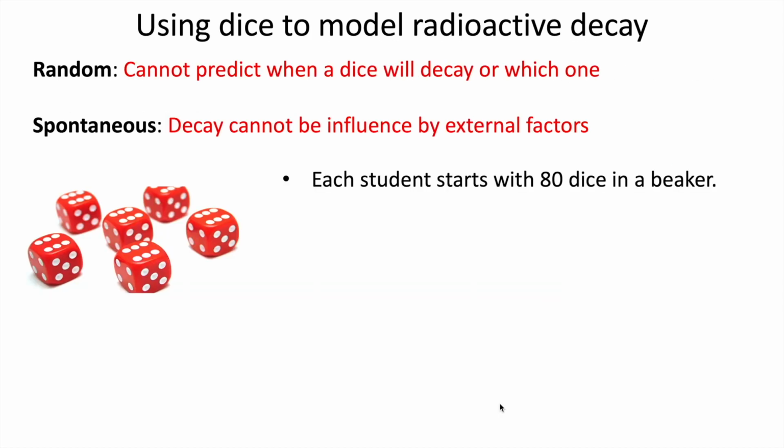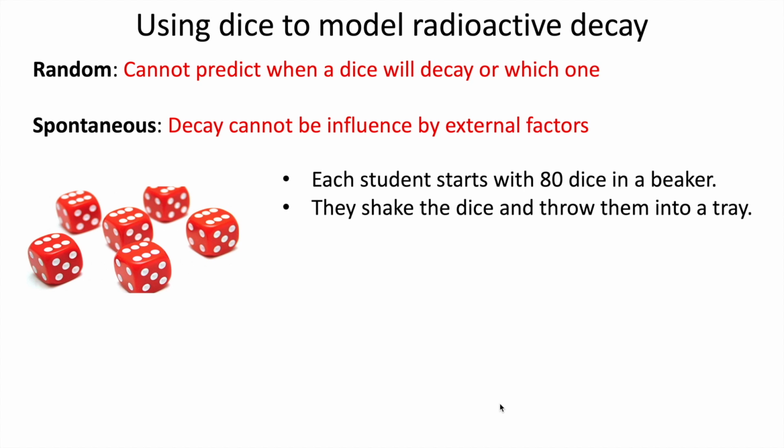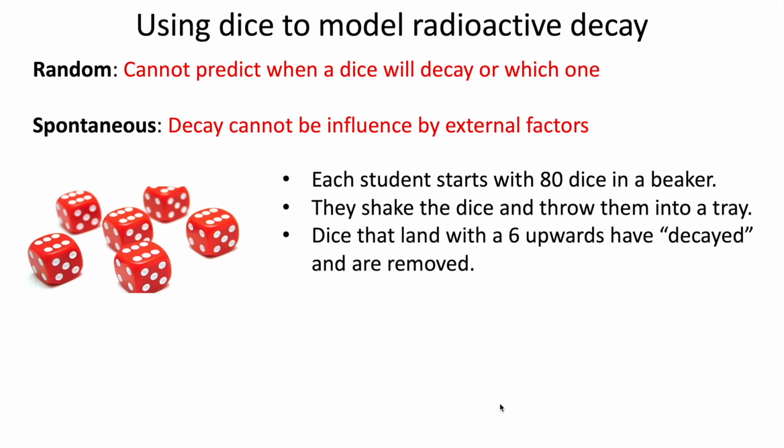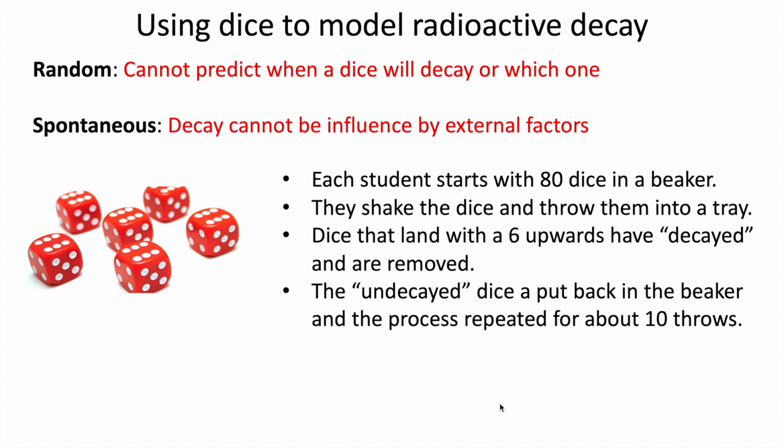So to do this experiment, each student starts with 80 dice in a beaker. They shake the dice and then throw them into a tray. The ones that land 6 upwards we say have decayed and are removed from the sample. The students then put the undecayed dice back into the beaker, shake the beaker again and throw the dice out, and keep repeating the process until about 10 throws have taken place.